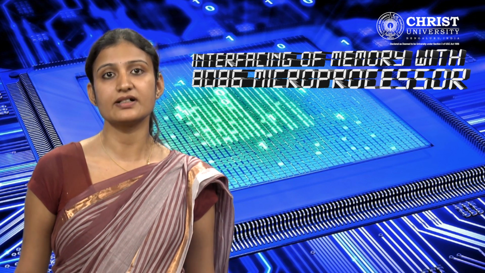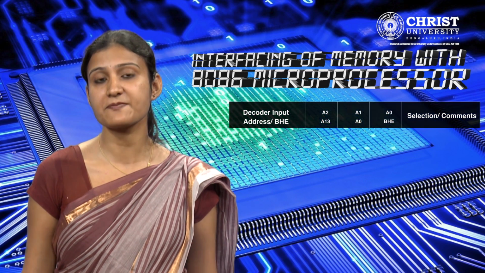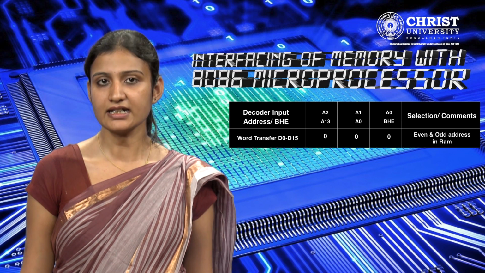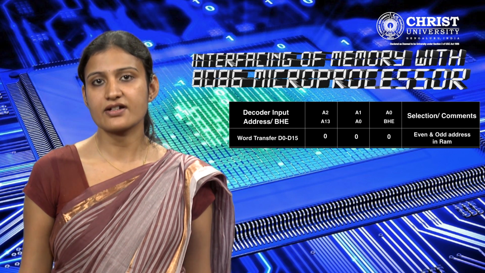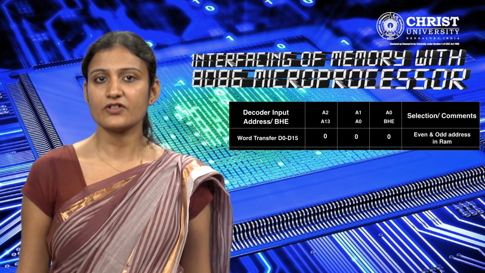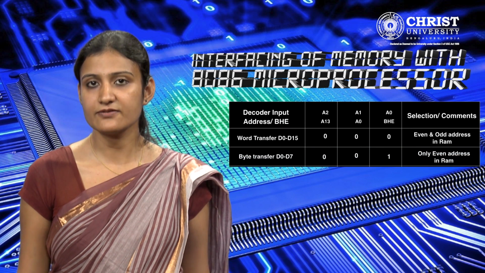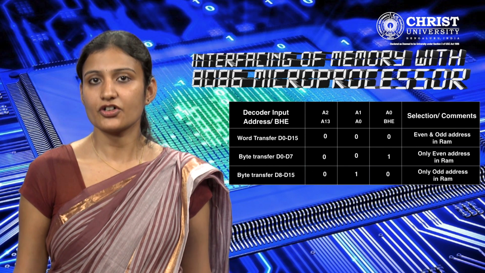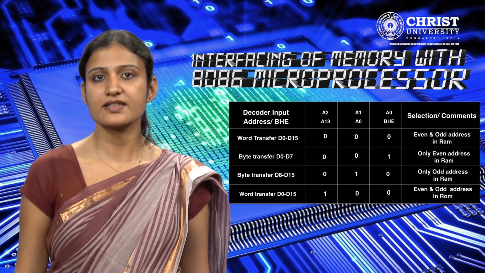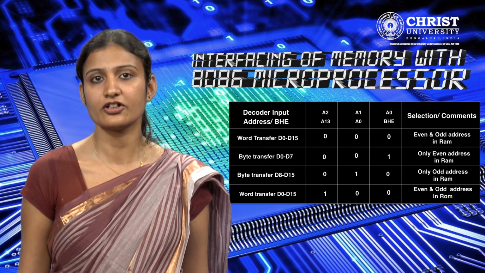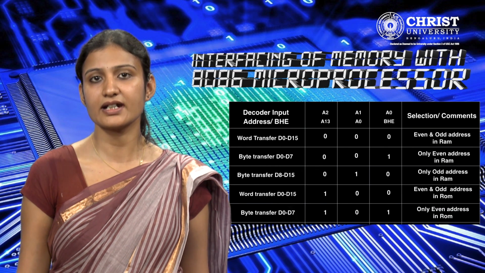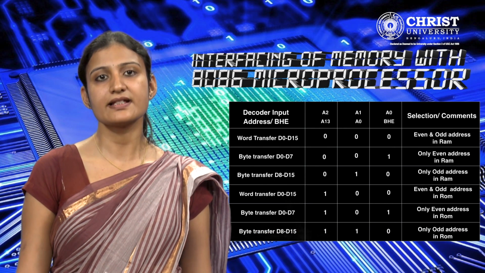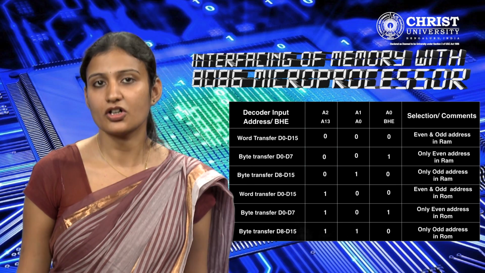Again, we are going to understand the logic of chip selection by a table. If the 3 inputs are 0, then both even and odd address of RAM are to be selected. For 001, only even of RAM. Next, 010 for odd of RAM, 100 for both even and odd of ROM. Next, 101 corresponds to even of ROM, and the last one, 110, for the ROM odd portion.